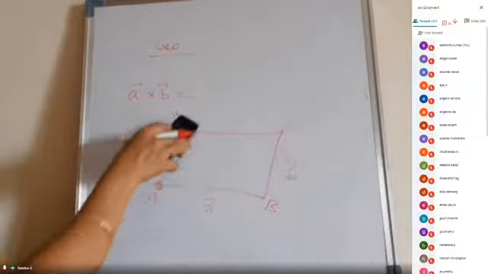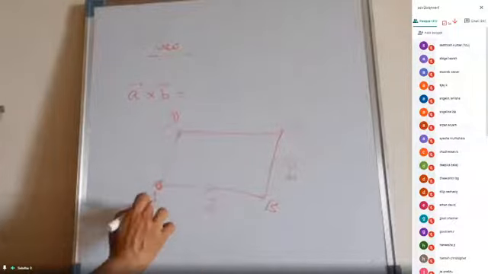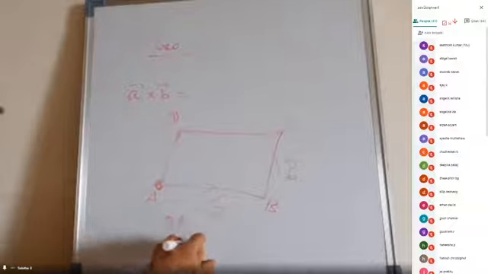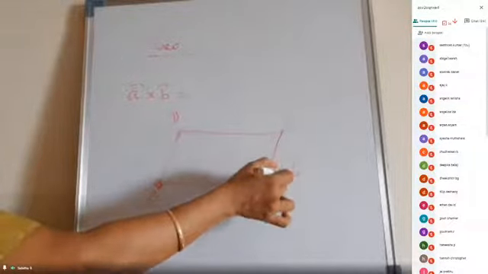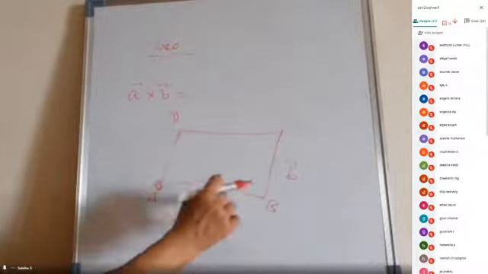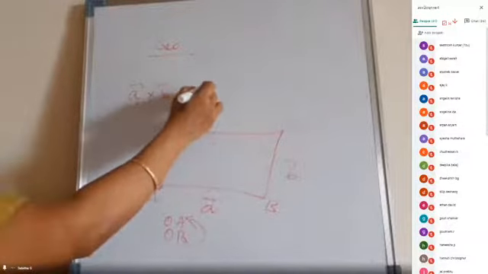When points are given, what do you have to do? You have to find this A vector. How will you find it? You know OA, OB. How will you find this B side? OB minus OA, you will get A. OC minus OB, you will get B. When two adjacent sides are given, A cross B. That's all.